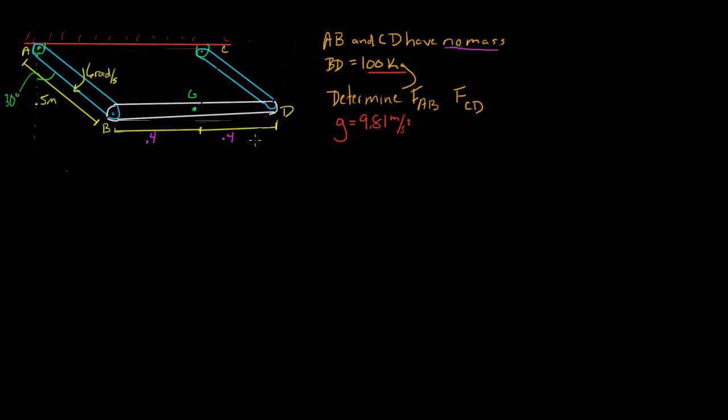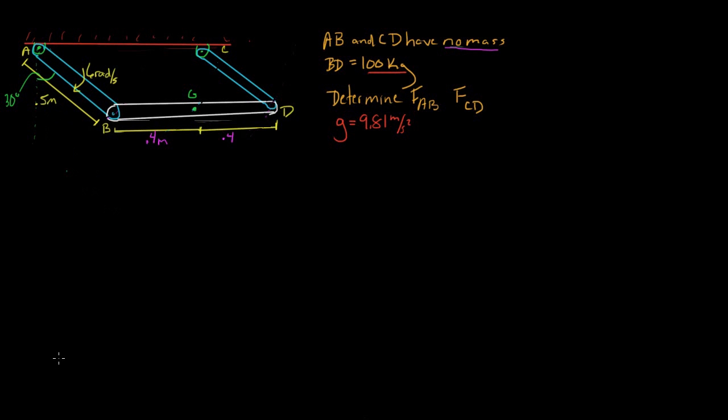So both these dimensions are 0.4 meters. So the center of mass of this beam is 0.4 meters away from this side of the beam. And we're also told that this is rotating clockwise at 6 radians per second. And right now the angle from the vertical is 30 degrees.